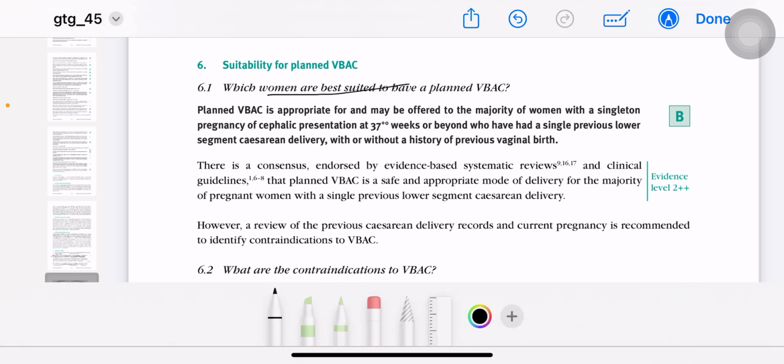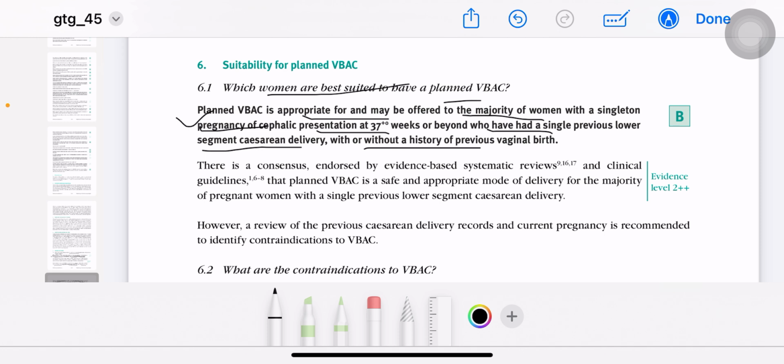Now, which women are best suited to have a planned VBAC? Planned VBAC is appropriate for and may be offered to the majority of women with a singleton pregnancy of cephalic presentation at 37 weeks or beyond, who have a single previous lower segment cesarean delivery with or without a history of previous vaginal birth. So if everything is normal, and the patient had a smooth previous course, in the previous cesarean section you have to exclude what the indication of the previous cesarean section was. If the previous one was due to scar rupture, you will not give a trial of labor.